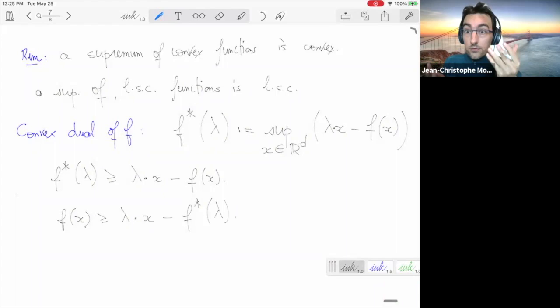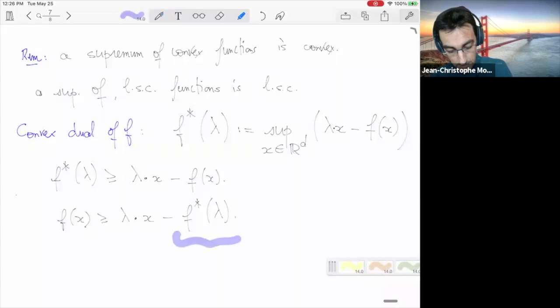So you can think of, if you believe the thing I said about a convex function being the supremum of affine functions, for any slope we are trying to find the best possible intercept, so that the affine function still remains below the function f. Okay, so for f of x, I want to find the best possible value here, which makes it so that the inequality is still valid. And so by definition, this is f star of lambda.